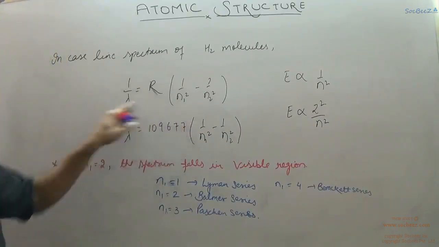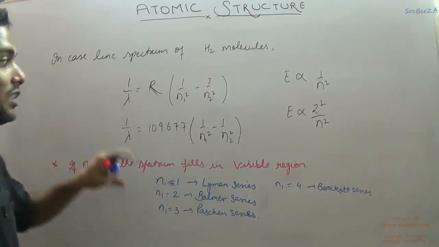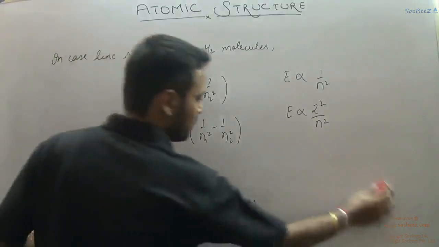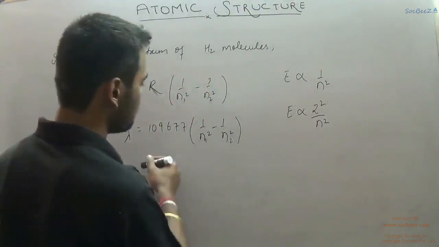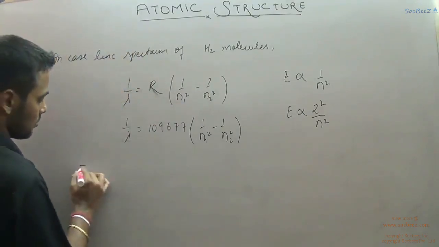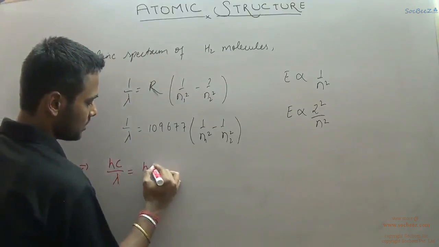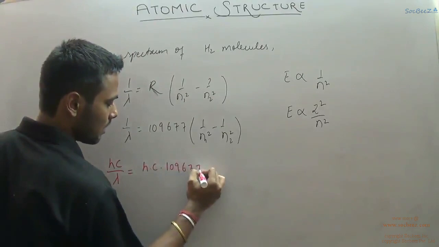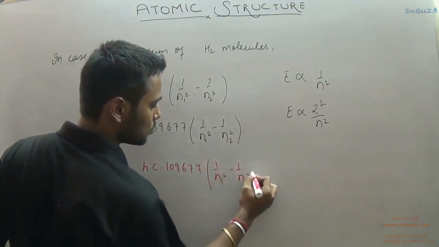So from this expression we can also calculate the energy gap between two energy levels. Let's see what the energy gap is. From here you can easily get it. If you multiply both sides by hc, then hc upon lambda equals hc, both are constants, into 109677 into 1 upon n1 square minus 1 upon n2 square.